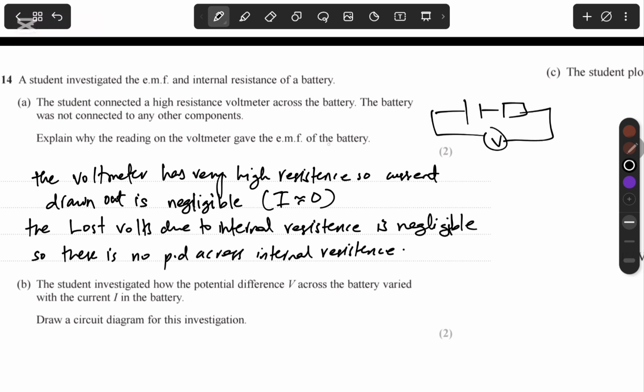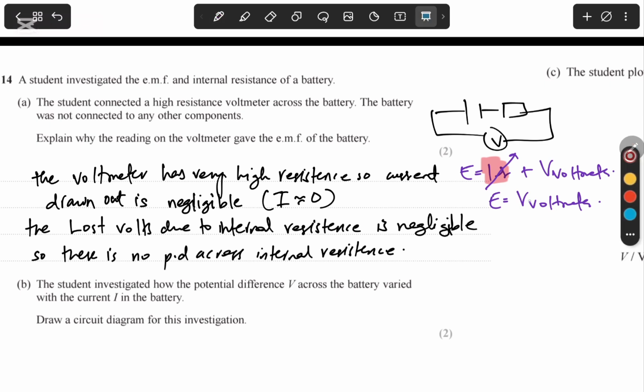The current drawn out will be approximately 0. E is equal to Ir plus V voltmeter. Now this is called the lost volts. This is negligible because the current is negligible, so it's approximately 0. So this is also approximately 0, so E is equal to V voltmeter. And the resistance of the voltmeter is so high that the EMF of the battery is going to be given by the reading on the voltmeter.